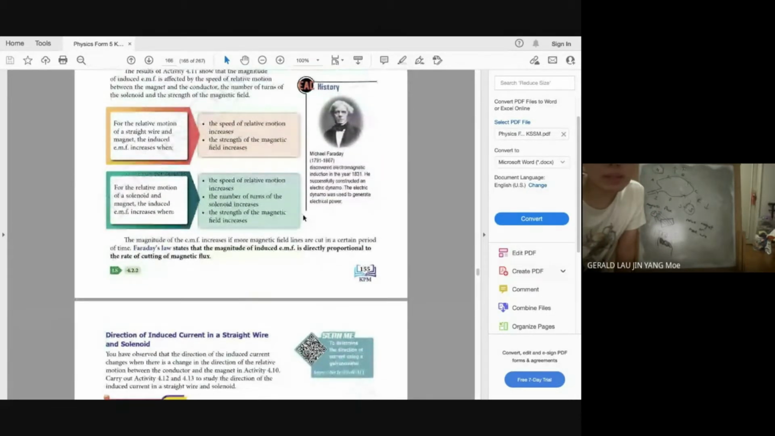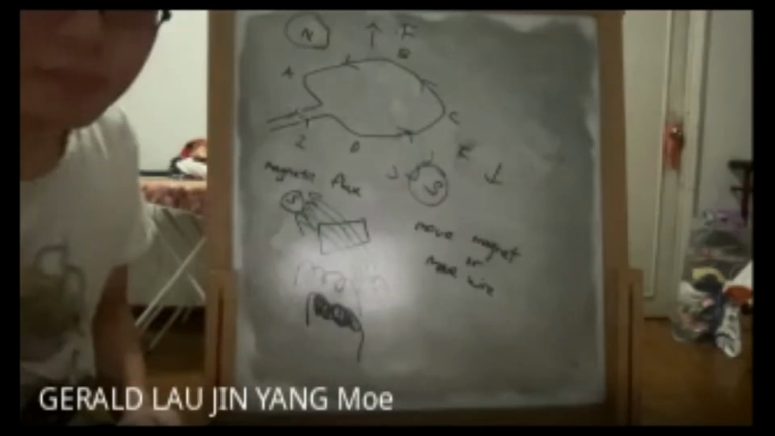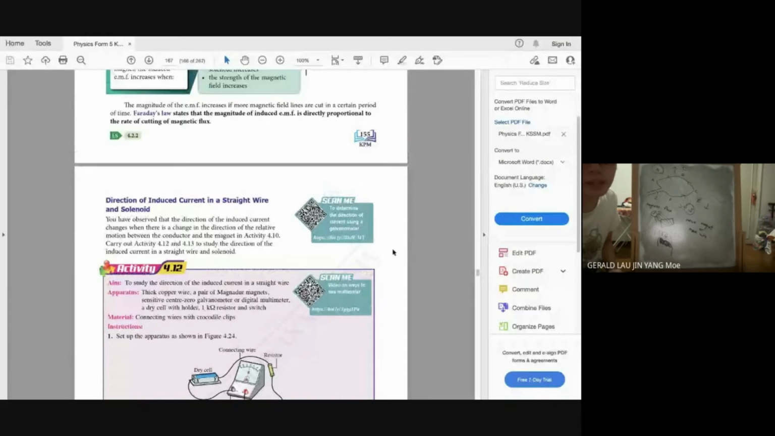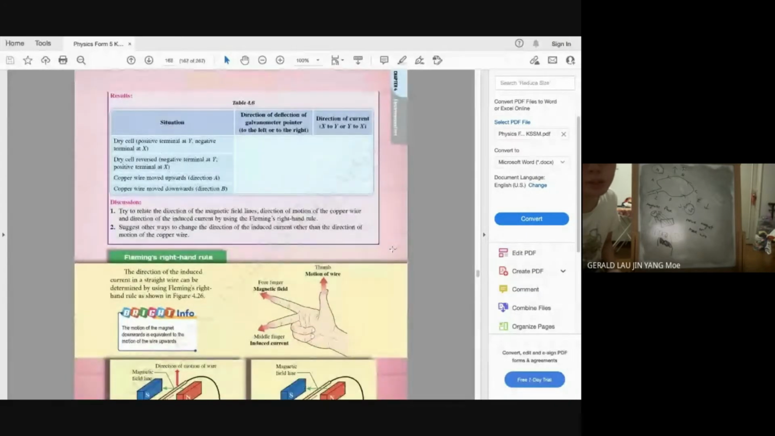Okay, so now we are introduced to Faraday's law, which is by Michael Faraday. It states that the magnitude of induced EMF is directly proportional to the rate of cutting of magnetic flux. That means, if rate of cutting of magnetic flux is higher, that means magnitude of induced EMF is higher lah. It will produce more induced EMF lah. Okay? Understand ya, Faraday?